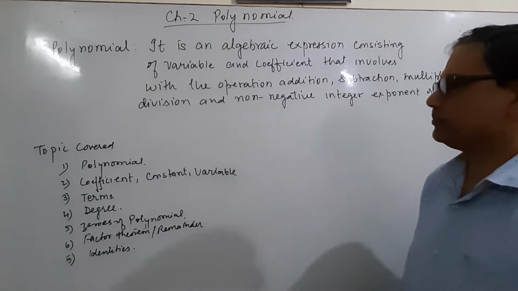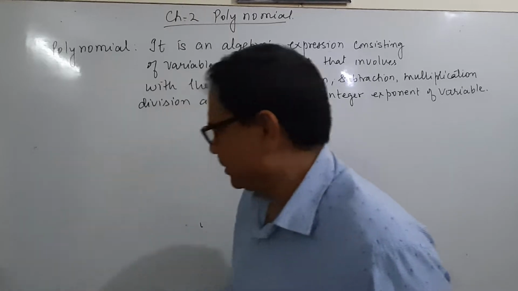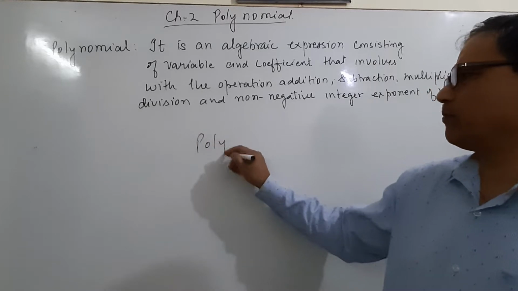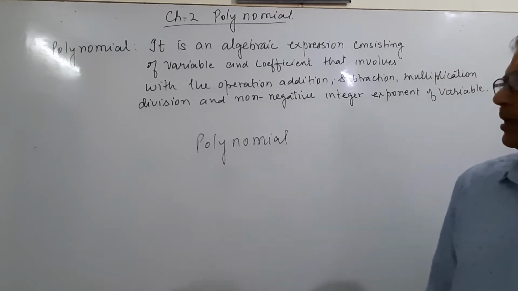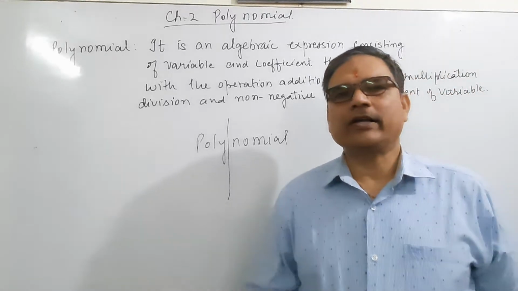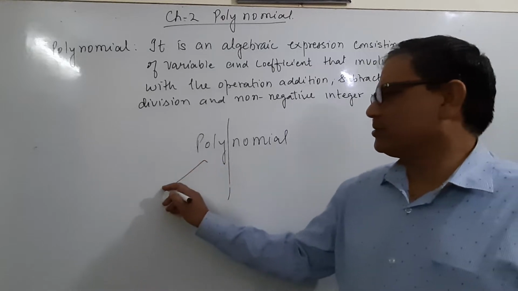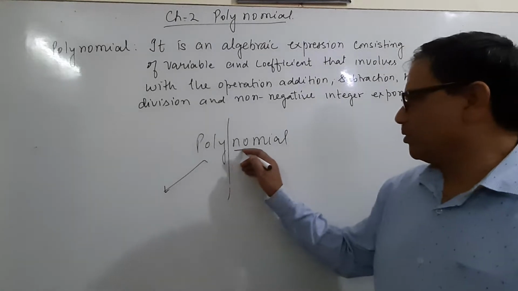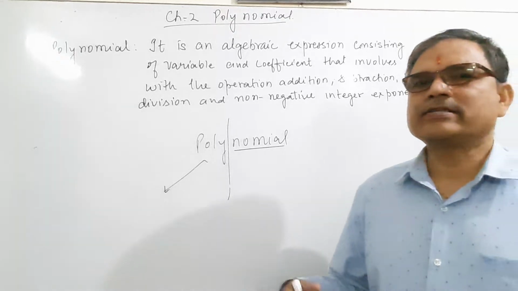And first, before starting the chapter, we have to know what is the meaning of polynomial. Polynomial. Polyclinic means clinic with many, poly means many. Nomials means terms. So it has many terms.